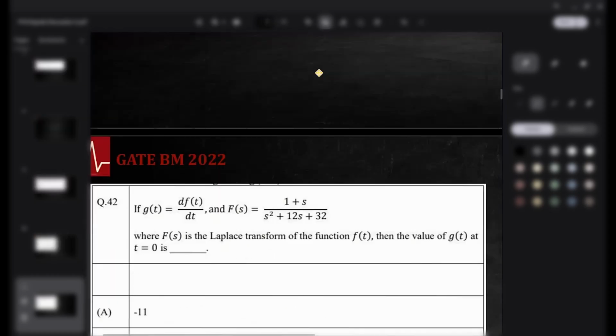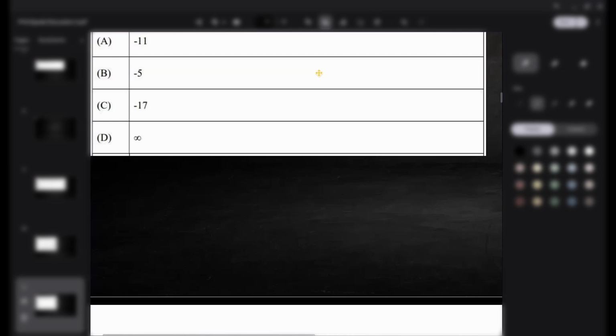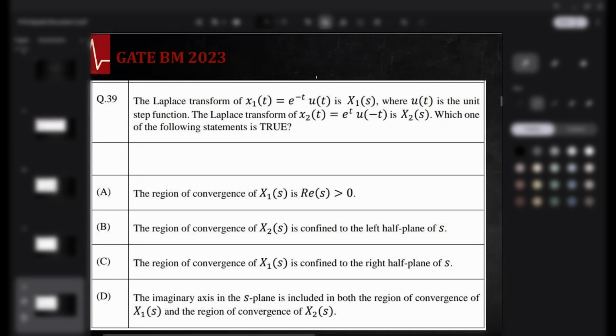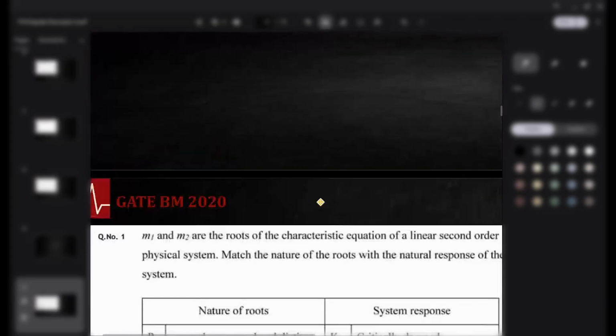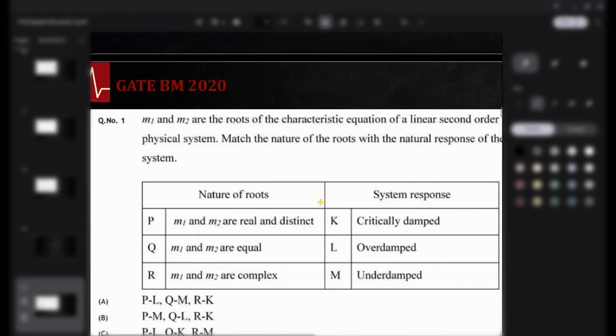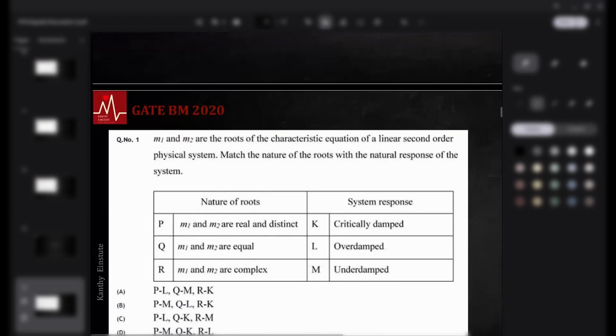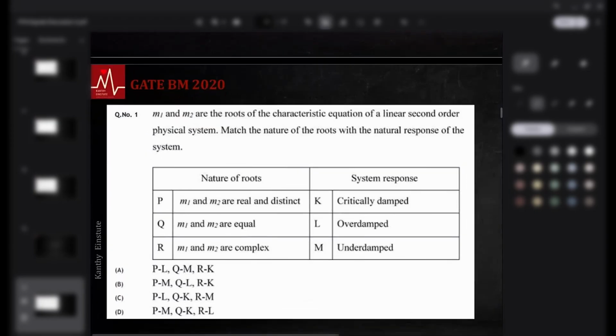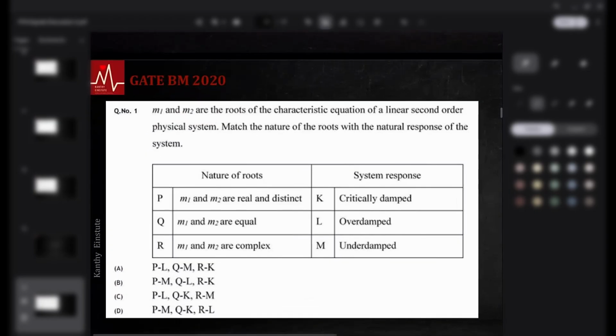Linearity is number one. This is hard. Region of convergence, left of plane. Cumulative roots of the characteristic equation of a linear second order physical system match the nature of the roots with the natural response of the system.